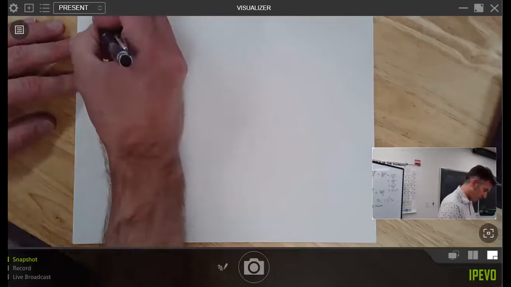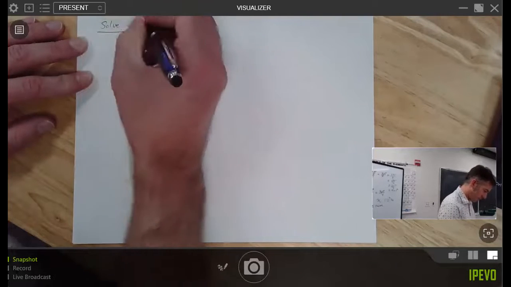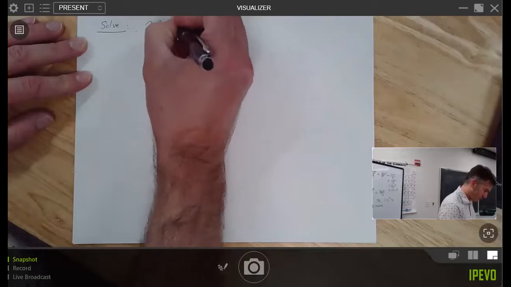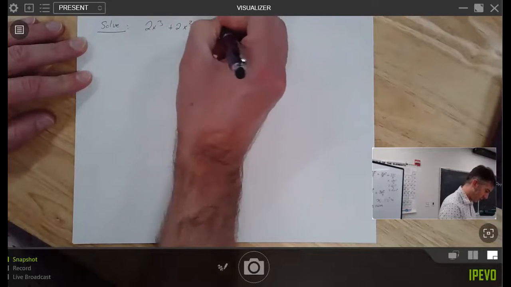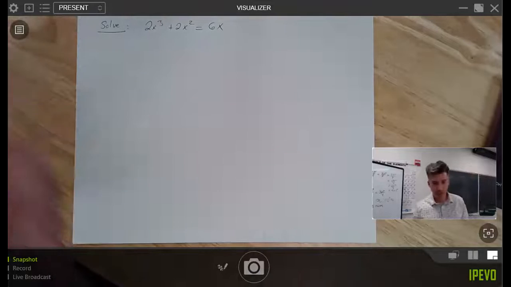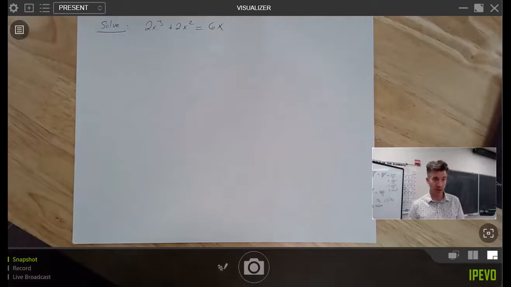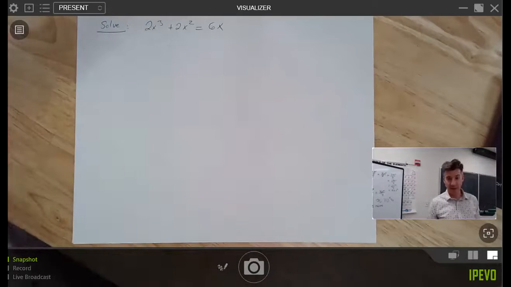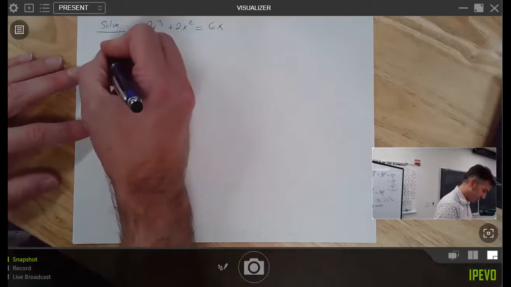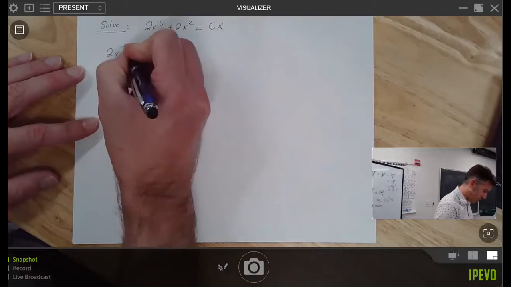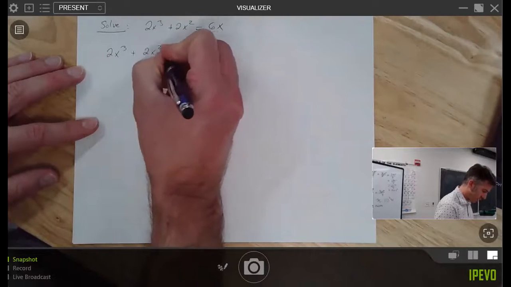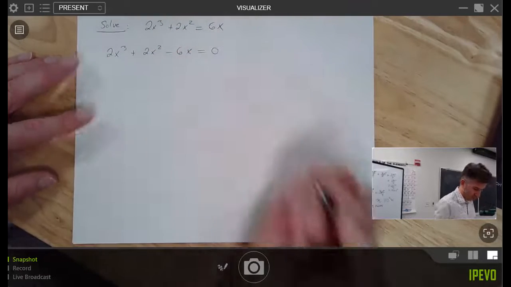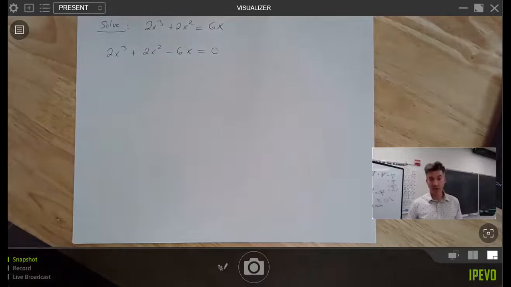Okay. So let's look at some other equations. Like we want to solve 2x cubed plus 2x squared equal to 6x. And just like before, we're going to bring everything to one side. I'm going to bring everything to the left side, the side that has the highest power of x with a positive coefficient. So I'm going to write this as 2x cubed plus 2x squared minus 6x equal to 0. And then we're going to factor.